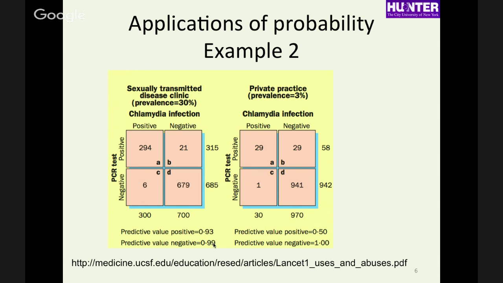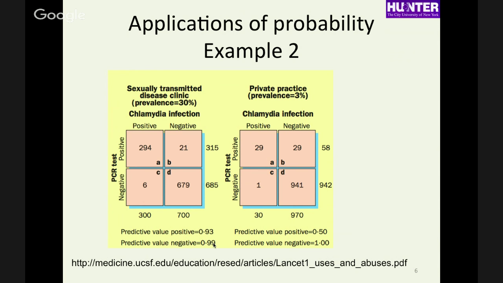It's still a useful test, in that with a positive test, you've gone from a 3% chance of having the infection to a 50% chance of the infection, but it's still just even odds. So wrap your mind around that for a second, that it's the exact same test, but it's performing differently in this other population. Someone want to give me a nice intuitive explanation of how that can be?